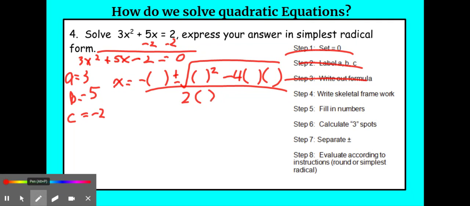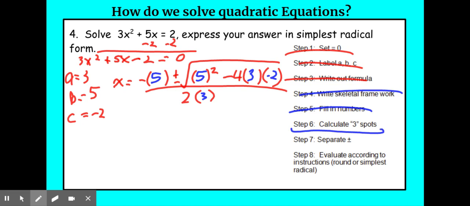Now our next step is just to fill in the appropriate numbers into the appropriate spots. The first letter is b, so I'm going to fill in a 5. B squared, it's 5 squared minus 4a. A is 3. C is negative 2, all over 2a. A is 3. So now those should be the numbers you plugged in. And now our next step would be to calculate the 3 spots, which is here, here, and here.